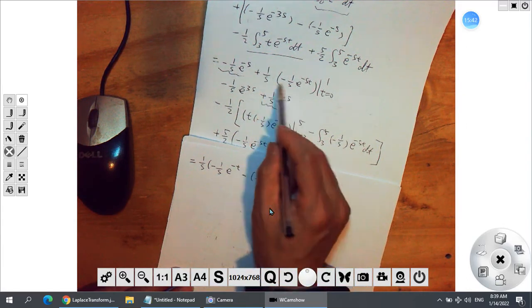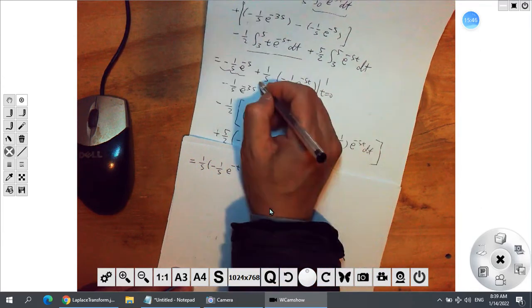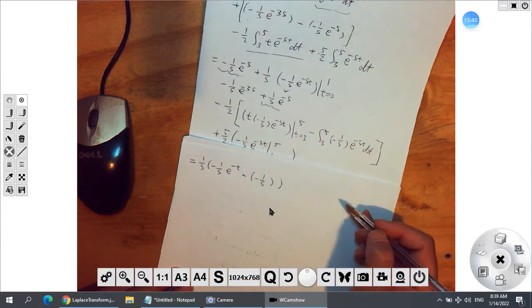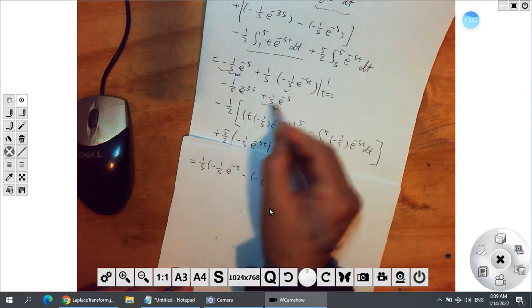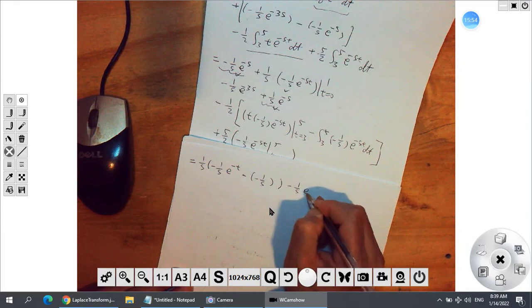This is this part. Okay, this is this one. I put the check here. I did it. Right? I did it and I did it. And this one, just a copy. It's 1 minus s e to the negative 3s.